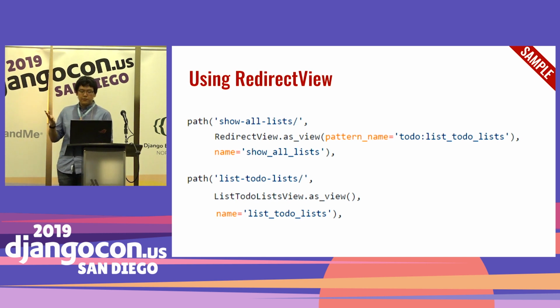For example, say you have a website with a URL that's show all lists, and then your client says, hey, instead of show all lists, I want to rename the URL to say list to do lists, for whatever reason. An easy way to do that is using redirect view. You can create your new path, put the old view there, and then in the old path, you can just set redirect as view, and then pass it the pattern name to your new URL, and you're set.